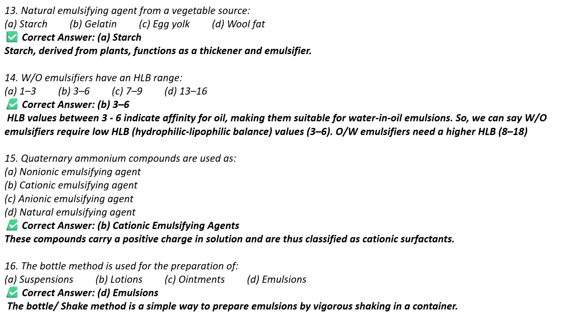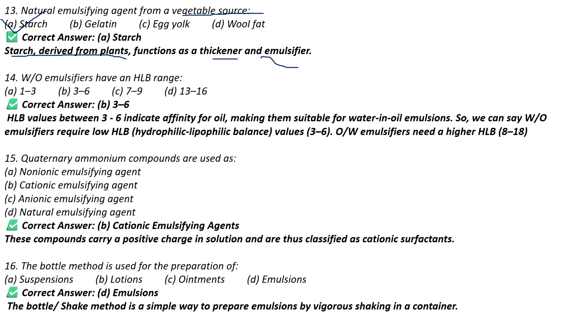Natural emulsifying agent from a vegetable source. Options are starch, gelatin, egg yolk or wool fat. So starch, that is derived from plants, functions as a thickening agent or an emulsifying agent. So we can say option A, that is starch, is a natural emulsifying agent obtained from a vegetable source. Moving on to the next question.